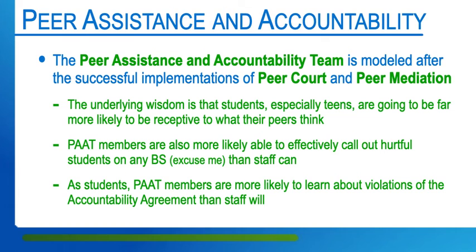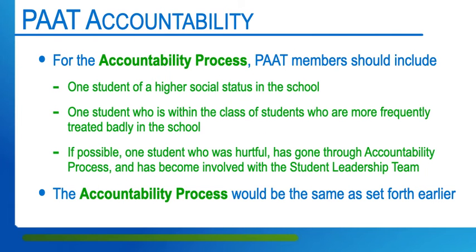So to conduct an accountability process, the PAT members should include 1 student of a higher social status in the school, 1 student who is within the class of students who are more frequently treated badly within school, and if possible, 1 student who has been hurtful and has gone through the accountability process and has now become involved with the student leadership team. The accountability process would be the same as I set forth earlier, so students are going to have to be trained how to implement this process.